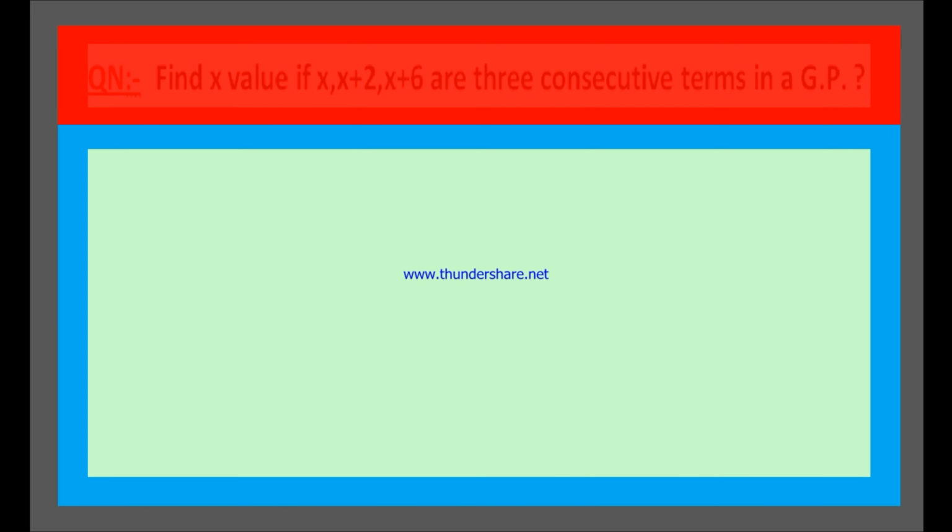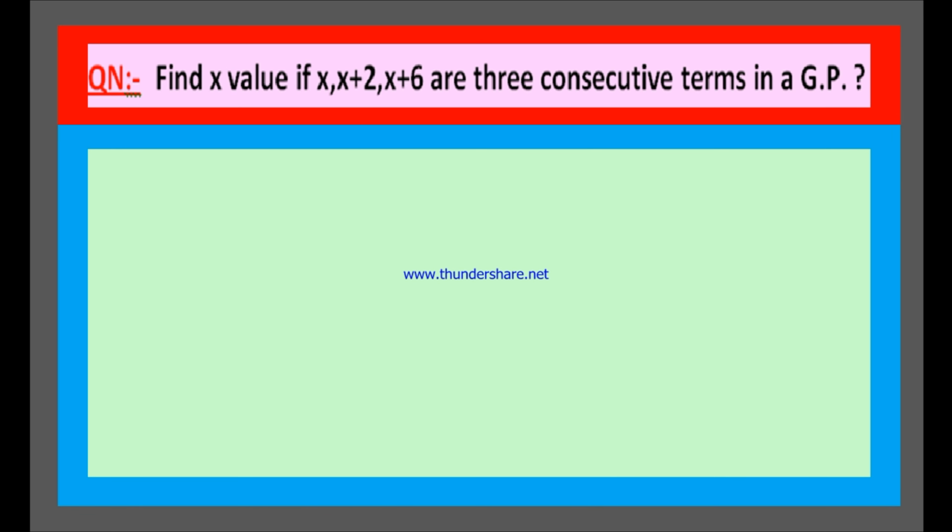Another question now. Find x value if x, x plus 2 and x plus 6 are 3 consecutive terms in GP. I shall repeat. Find x value if x, x plus 2, x plus 6 are 3 consecutive terms of a GP. This question is given in June 2016.